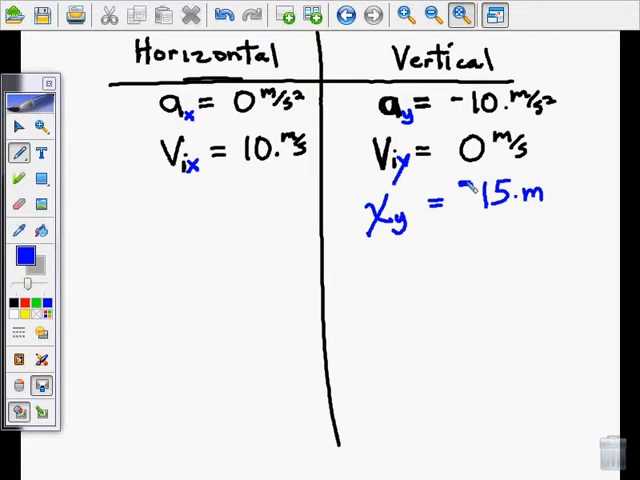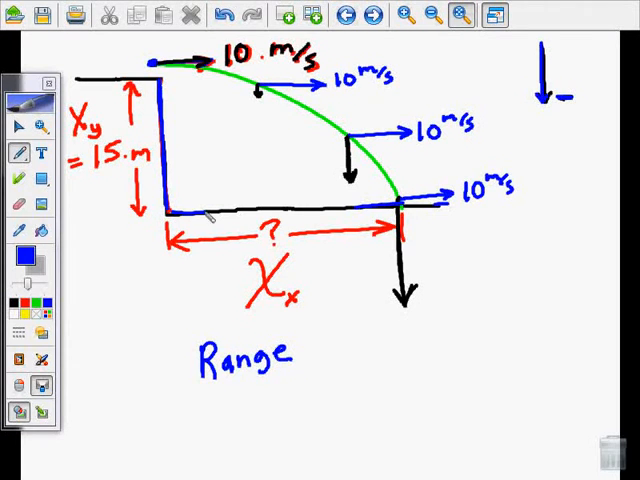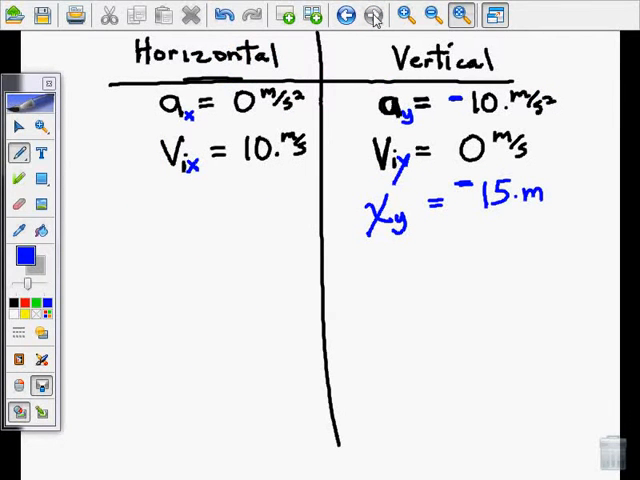Again, if I chose down to be positive, then both the vertical acceleration and the vertical displacement would be positive. So you can have both of them be positive or both of them be negative. And what we're trying to find is how far away from the base does the ball land. So if we come over here, the displacement in the x direction is our question mark.